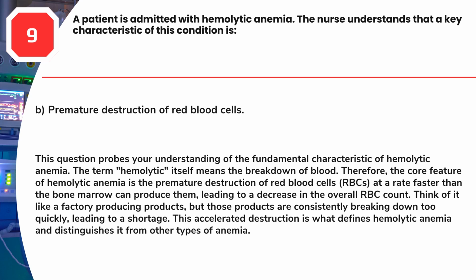Answer: B. Premature destruction of red blood cells. This question probes your understanding of the fundamental characteristic of hemolytic anemia. The term hemolytic itself means the breakdown of blood. Therefore, the core feature of hemolytic anemia is the premature destruction of red blood cells, RBCs, at a rate faster than the bone marrow can produce them, leading to a decrease in the overall RBC count. Think of it like a factory producing products, but those products are consistently breaking down too quickly, leading to a shortage. This accelerated destruction is what defines hemolytic anemia and distinguishes it from other types of anemia.